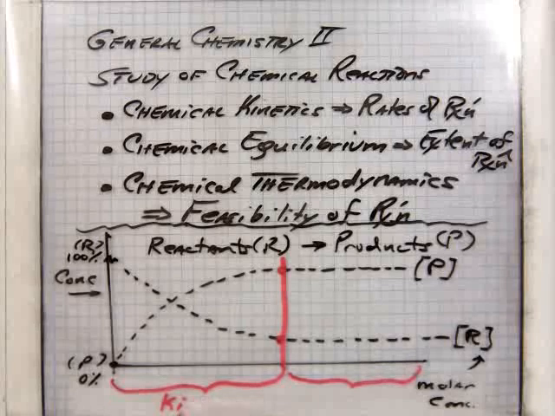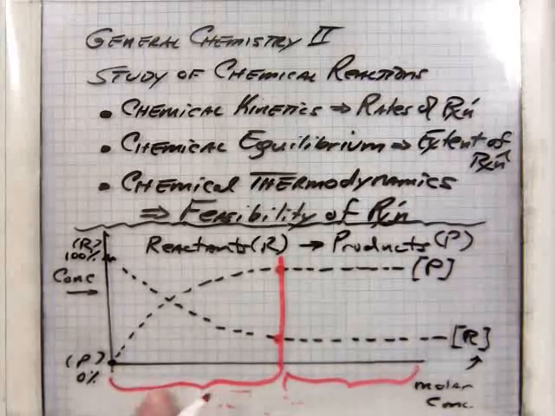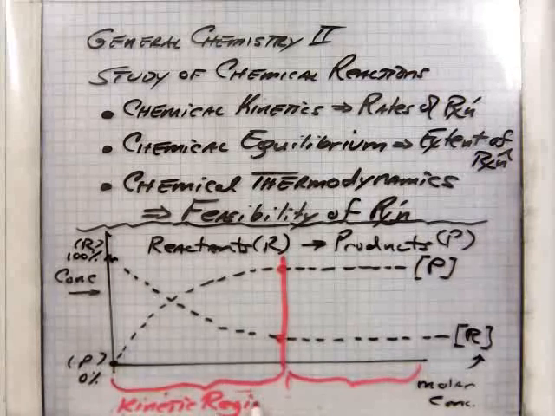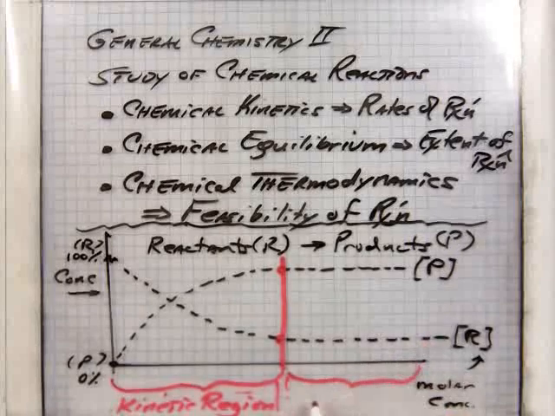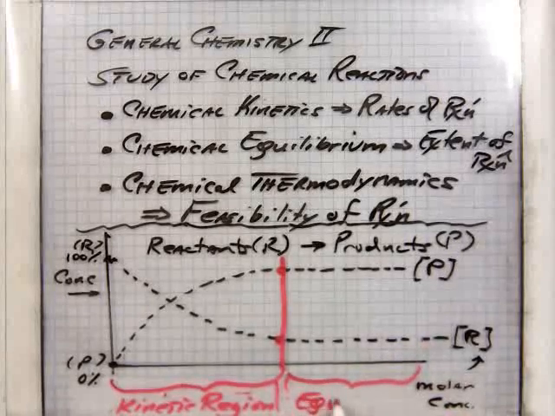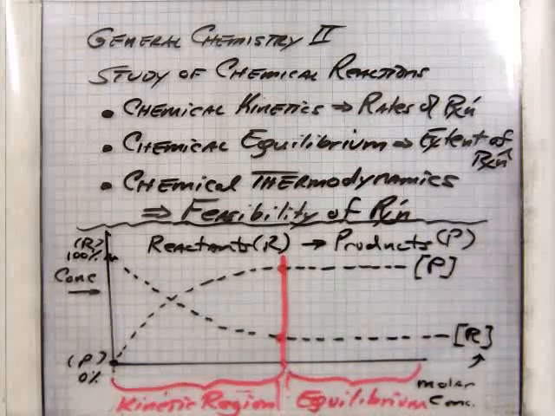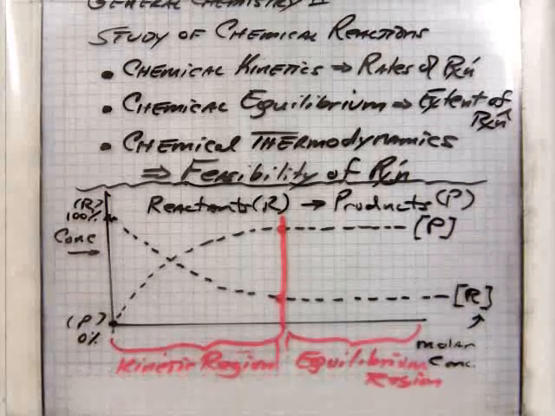This first region is called the kinetics region, whereas this second portion, where the slopes go to zero, is the equilibrium region, as you can see here.